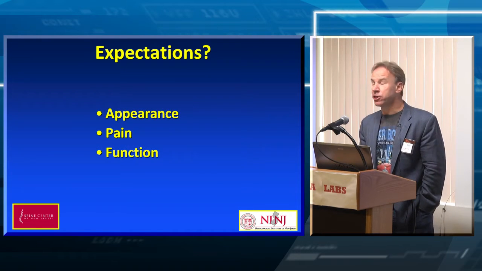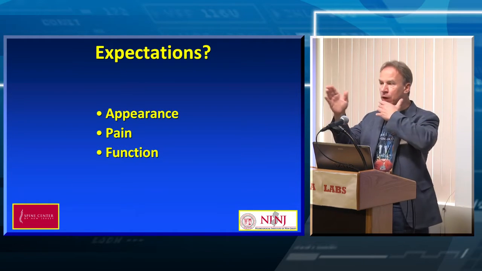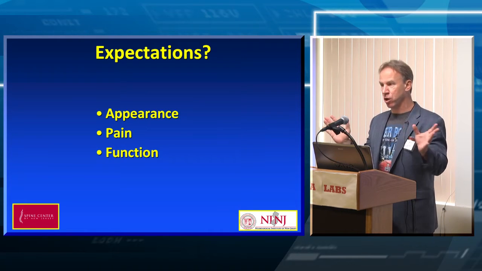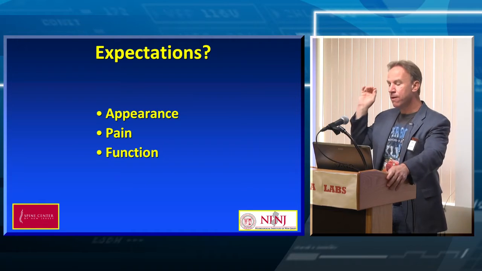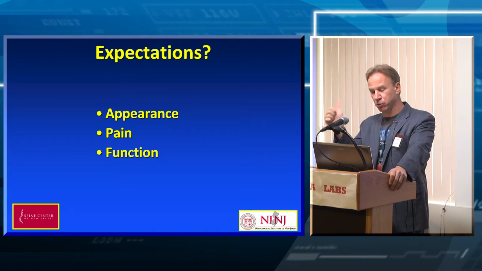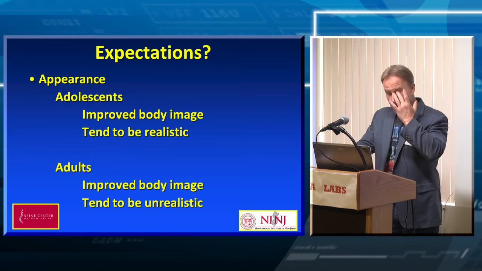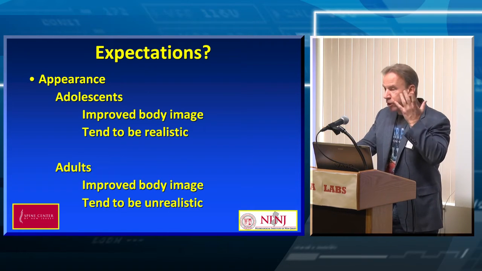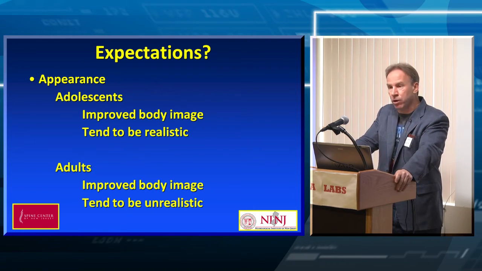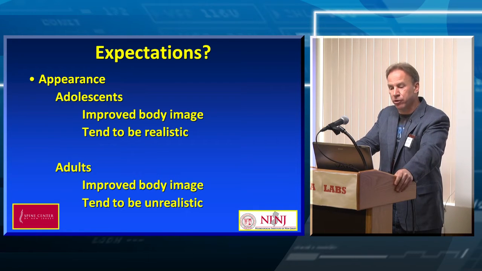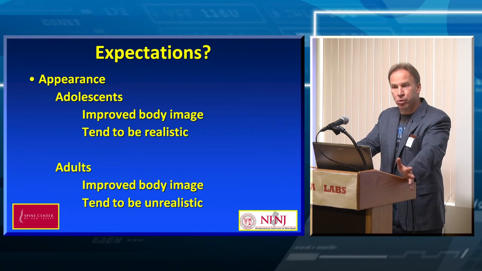What are the expectations? This is really important. Before we go into a few days' worth of operating on people and talking about surgeries, you need to know what the expectations are with respect to appearance, pain, and function. On appearance, adolescents want an improved body image. They feel crooked, they want to be straight, they want to look like their friends. They tend to be realistic, though, in their expectations. Adults want an improved body image, and they tend to be unrealistic.